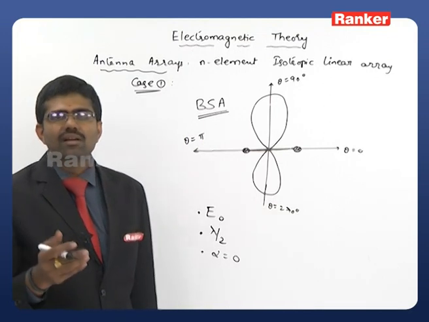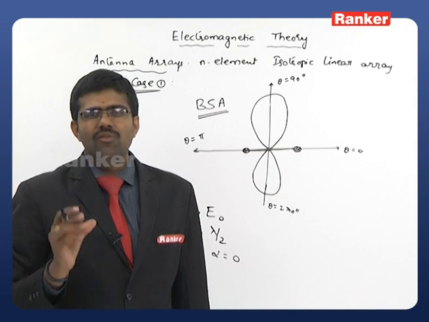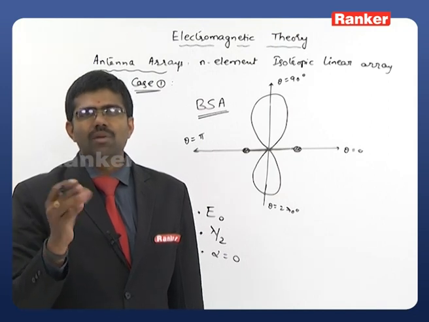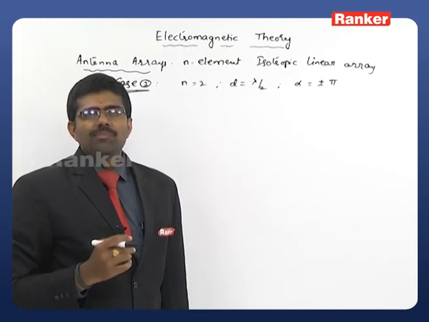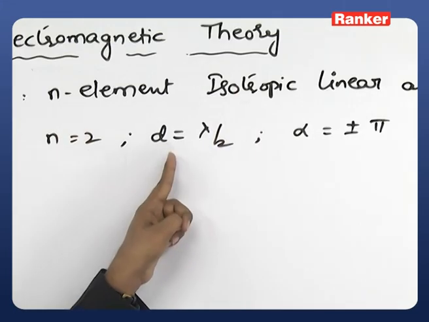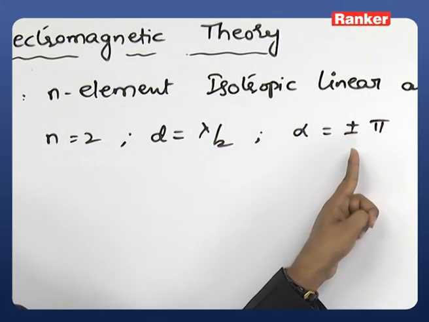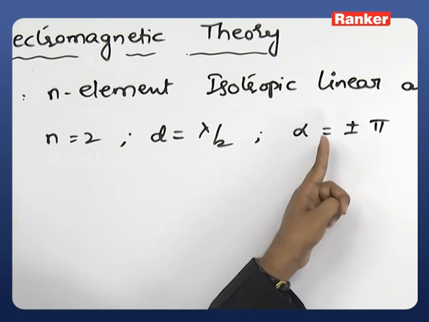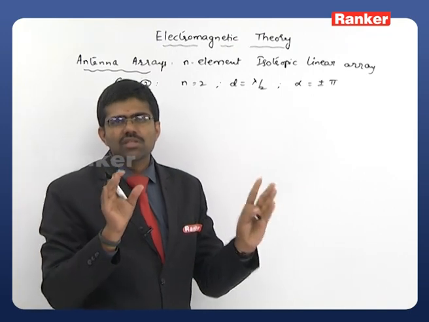Now we will go for the second case, where I will induce an initial phase difference. If I am inducing a plus or minus pi phase difference, what happens to it? Here the remaining conditions are the same. I am considering only two elements. The distance between the elements is lambda by 2, and the initial phase difference I am inducing as plus or minus pi. In the previous case it is 0, now it is plus or minus pi. The analysis is the same, but the equations will be varied.